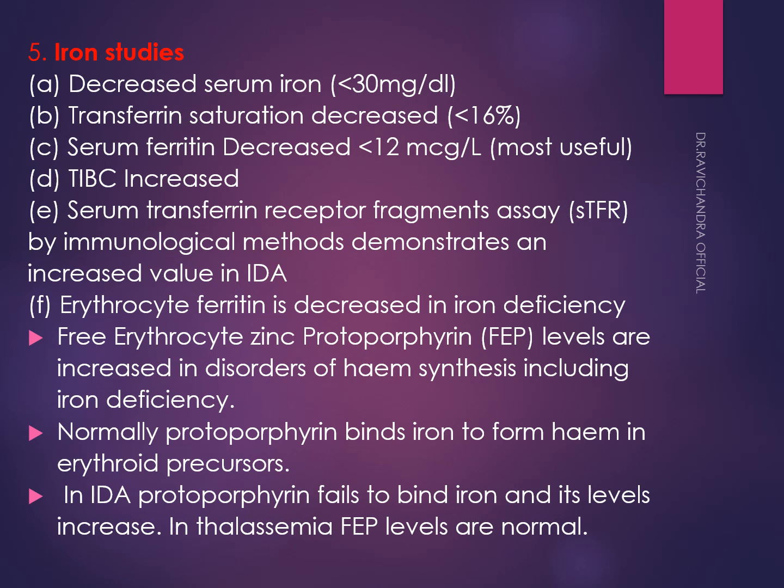Erythrocyte ferritin is decreased in iron deficiency. The FEP levels, that is free erythrocyte zinc protoporphyrin levels, are increased in disorders of heme synthesis, including iron deficiency. Normally, protoporphyrin binds iron to form heme in erythroid precursors. In iron deficiency anemia, this protoporphyrin will fail to bind with iron, and so its levels are increased. Whereas in thalassemia, FEP levels are normal. So FEP levels are normal in thalassemia, but these levels are increased in iron deficiency anemia.